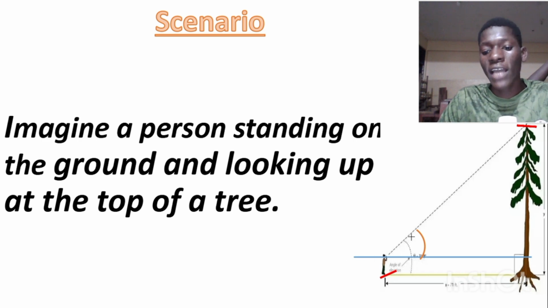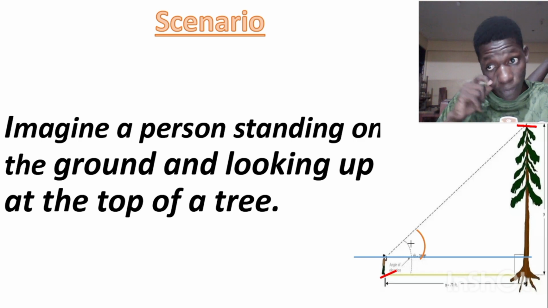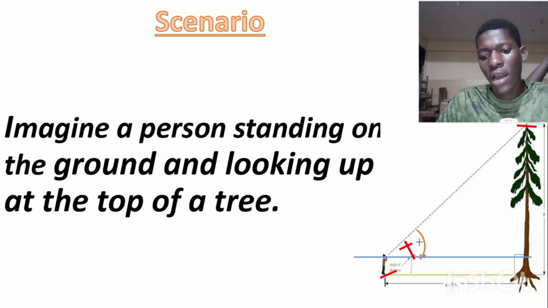The line of sight is the line that connects the top of the tree to the person's eye. So the angle that forms between the line of sight, which connects the top of the tree to the person's eye, and the horizontal, a straight line that passes through the person's eye, is called the angle of elevation. So we can say that D is our angle of elevation here.